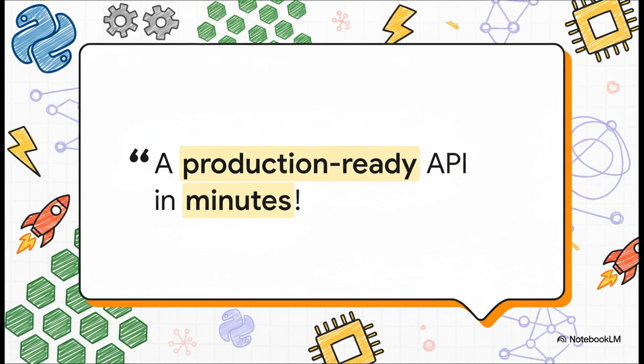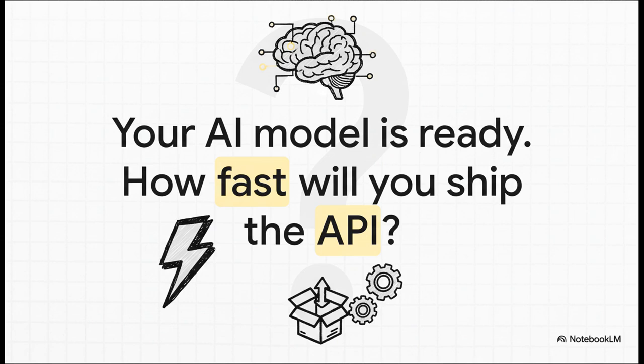And this really says it all. The ultimate benefit of FastAPI isn't just one single feature, it's the combined effect of everything. You can go from an idea to a secure, documented, high-performance, production-ready API in a remarkably short amount of time. So I'll leave you with this question. Your AI model is ready. The only thing standing between it and the world is an API. With tools like FastAPI, the answer to how fast can you ship has fundamentally changed. Now go build something amazing.